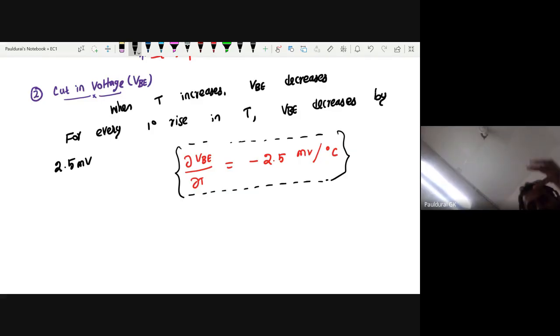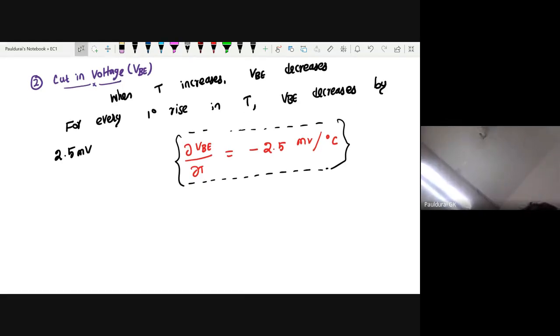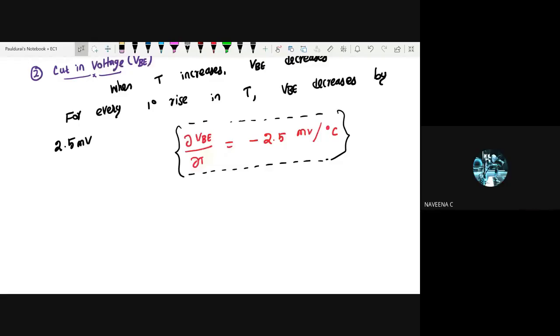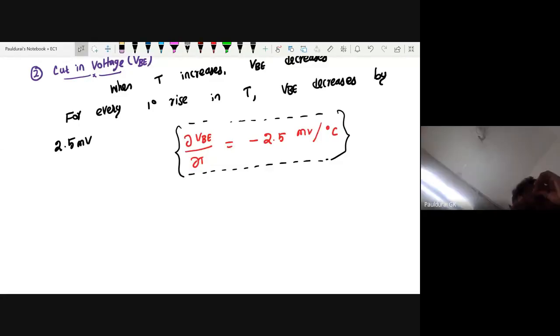If cut-in voltage decreases, how does it impact IC? What will happen to IC? Any idea? Sir, increases. How? Can you justify how? Sir, reverse saturation current increases, so IC increases. Based on cut-in voltage, I am asking. If cut-in voltage decreases, then how does IC increase? That's my question.